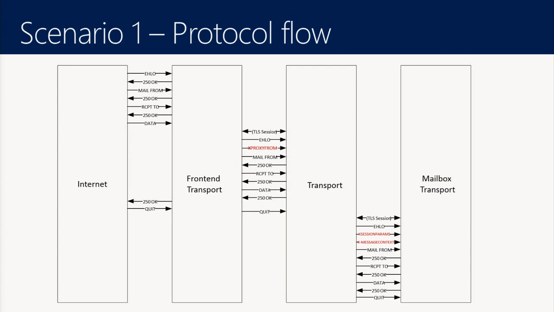Once the transport service has received all the data, it will issue the acknowledgement back to the front-end transport service that we have completed this, which is blindly passed back on to the internet-based client. So we get the 250 OK back to the client. He knows at that point the session's done and we're over at that point.